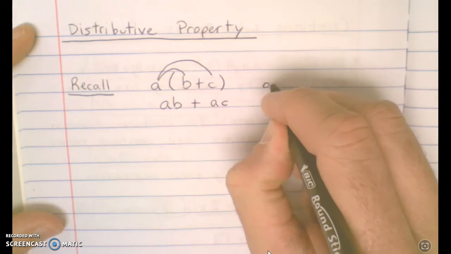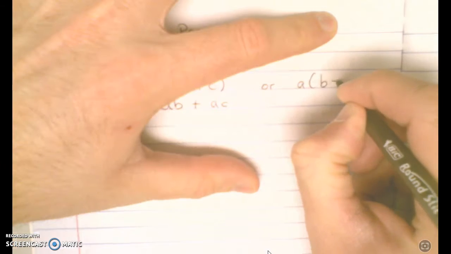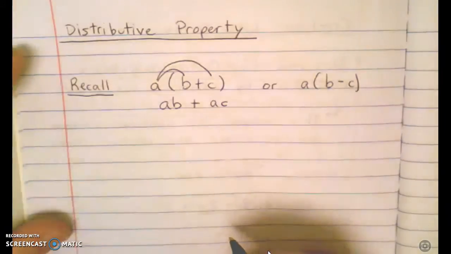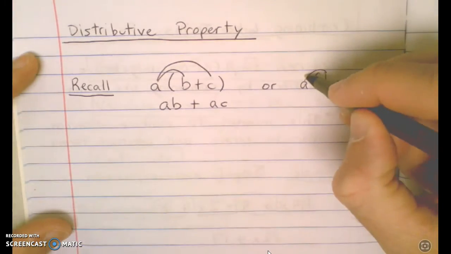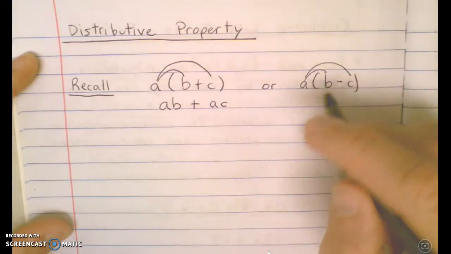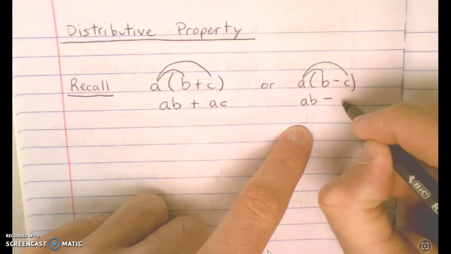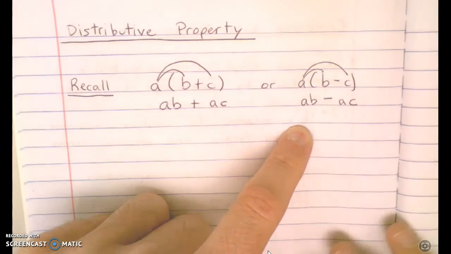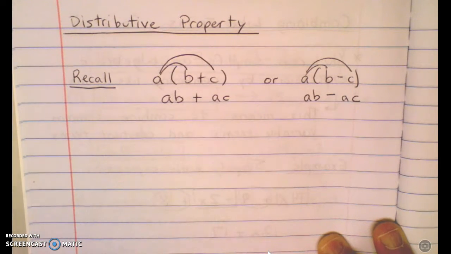Another example, we'll do the same thing, but this time we'll do subtraction. When you distribute that to both things inside the parentheses, here we're going to have ab minus ac. And that's the distributive property.